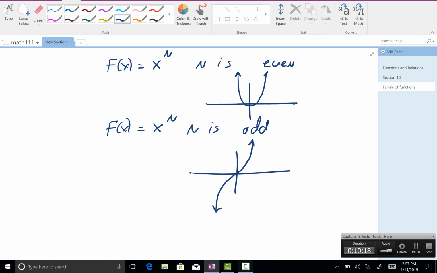If it's a U shape, you're going to get an even number. So if the power is an even number, the graph is going to be even, symmetric to the y-axis, right? And then if it's odd, then it will be symmetric to the origin.